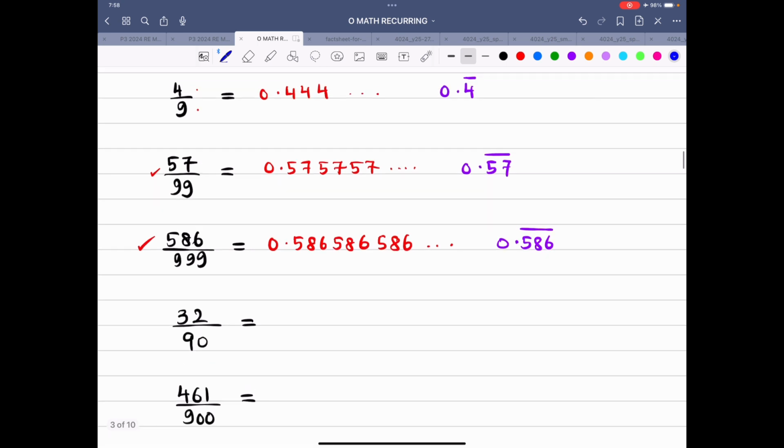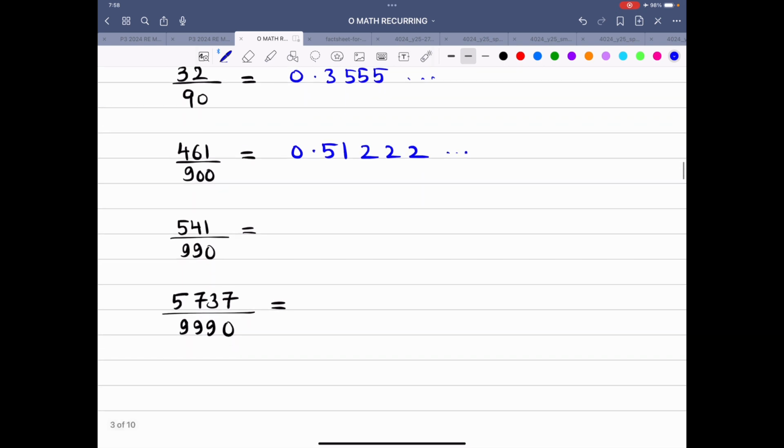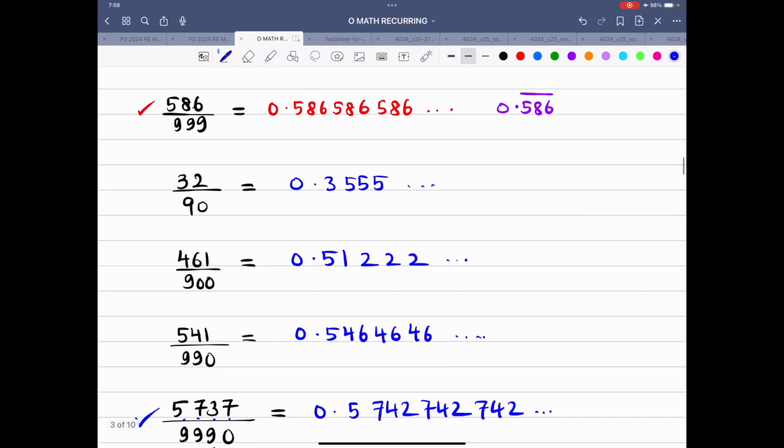Now there are some more examples that are left over here. Let's focus on this one, 32 over 90. This is 0.3555. 461 over 90. That is 0.51 and then 222 keeps on going, keeps on going. 541 over 990. That is 0.5464646 and so on. And this big number, 5737 over 9990. This is 0.5742742 and so on.